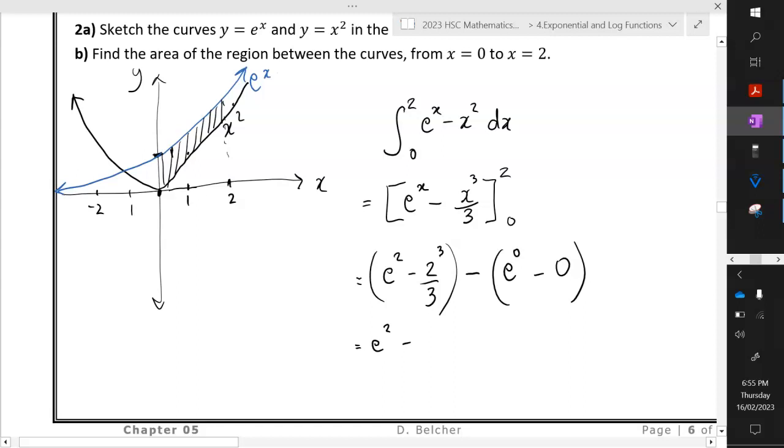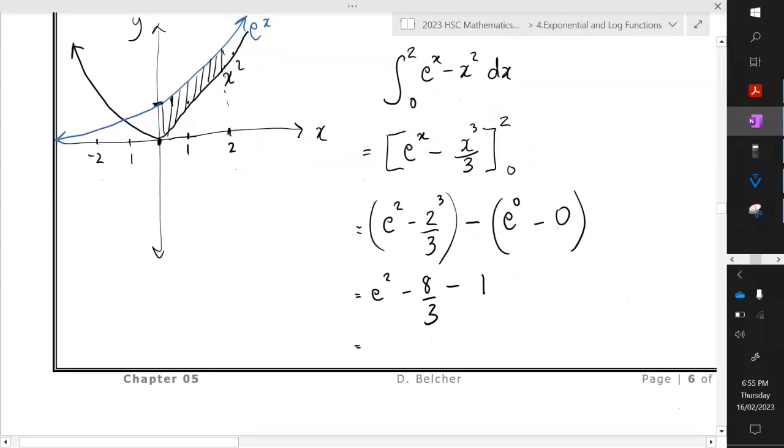E squared minus 2 cubed. 2 2s are 4, 4 2s are 8, so it's 8 over 3. Minus, what have we got here? E to the 0, which is 1, and that minus needs to go through to both of them. And what have we got? Now, e squared minus 8 over 3 minus 1. That's going to be e squared minus 11 over 3. It asked for area, so we're in units squared.